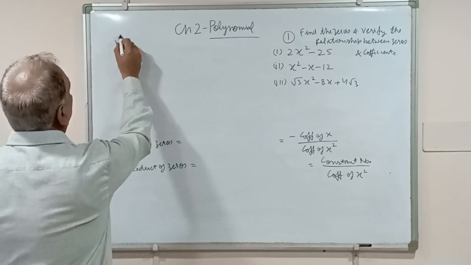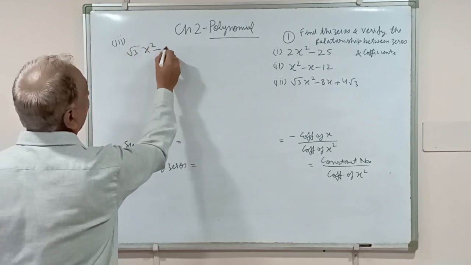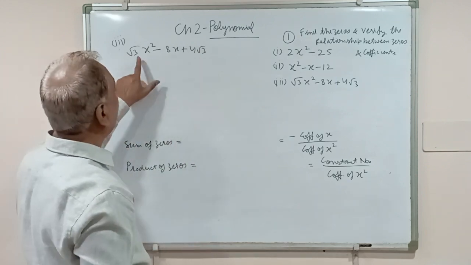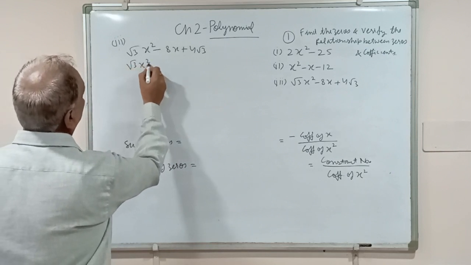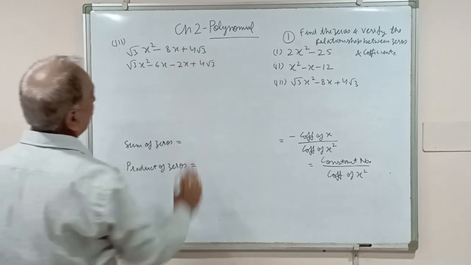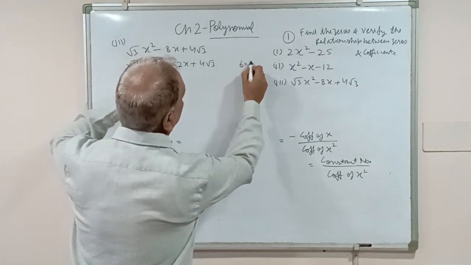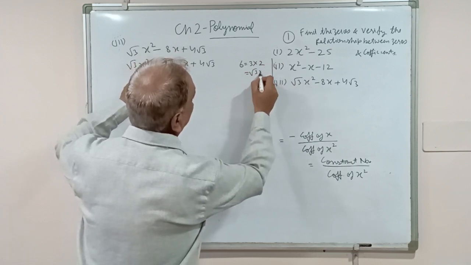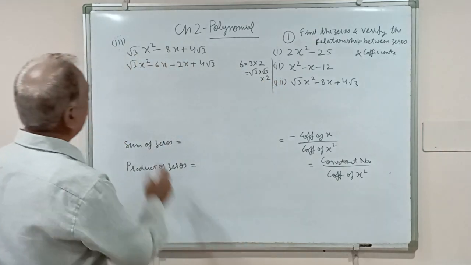Third part. Root 3 x square minus 8x plus 4 root 3. 4 root 3 into 3 is 12, and 6 times 2 is 12. The factors are minus 6x minus 2x plus 4. In these two terms, factors of 6 are 3 into 2, and the factors of 3 are root 3 into root 3 into 2, the same. So root 3 is common.